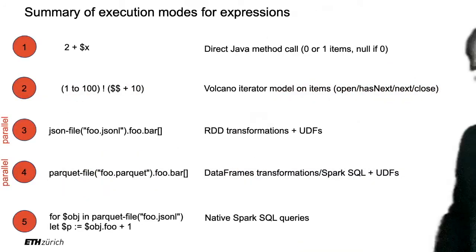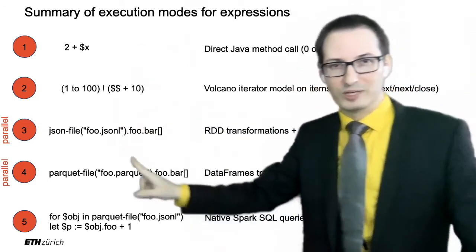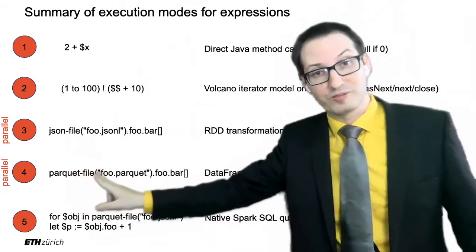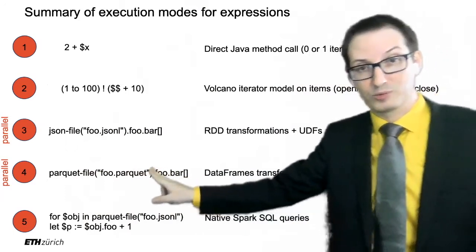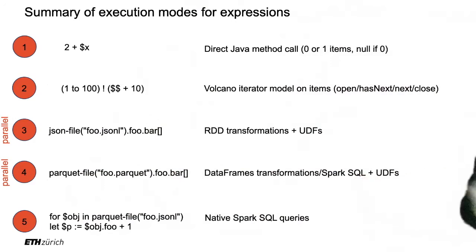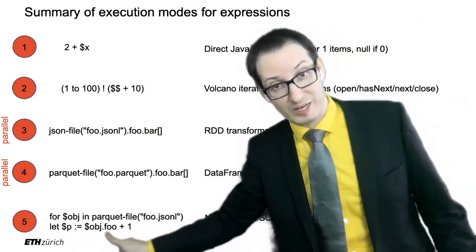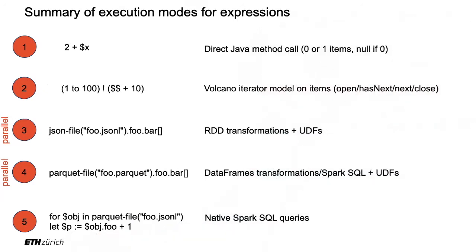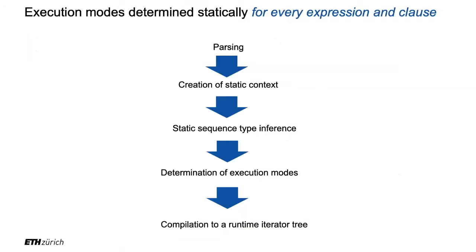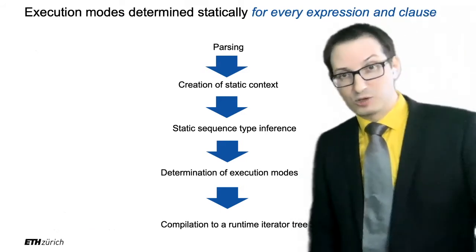So now if I get back to the expressions, we have, as I told you, the direct method calls, the Volcano iterators, in that case, RDD transformations, because the data might be heterogeneous. If the data is structured, then it's all data frame transformations, you see, but the syntax looks the same. It's just the way that it's implemented that's going to be faster. And in some cases, we can even map that natively to Spark SQL. So it's even faster, right? But to the user, all they see is the same language. So all JSONiq.